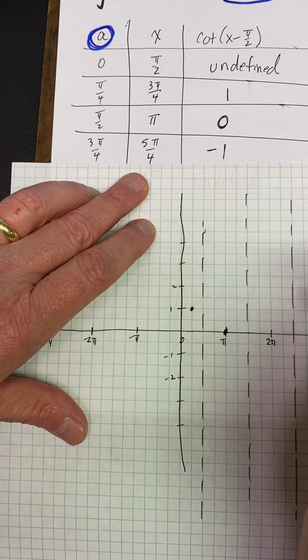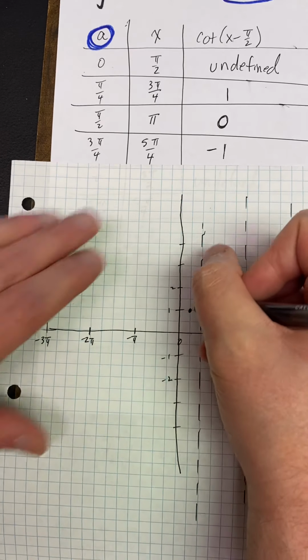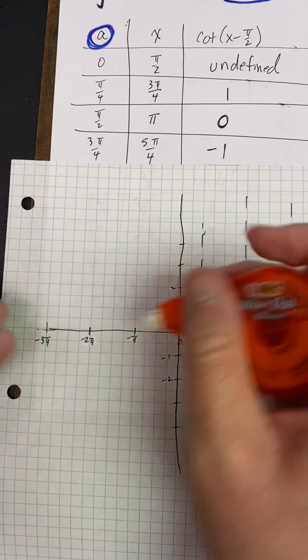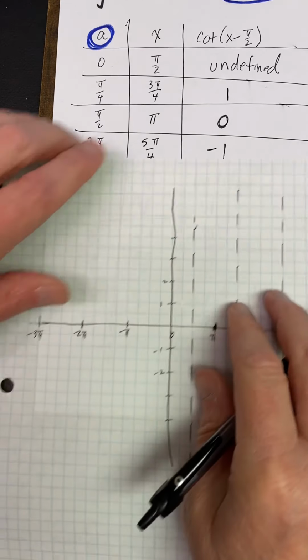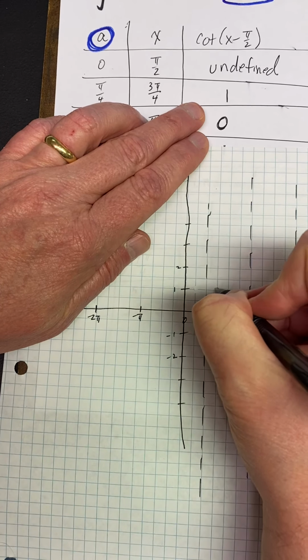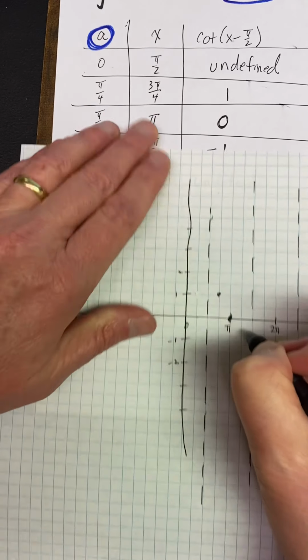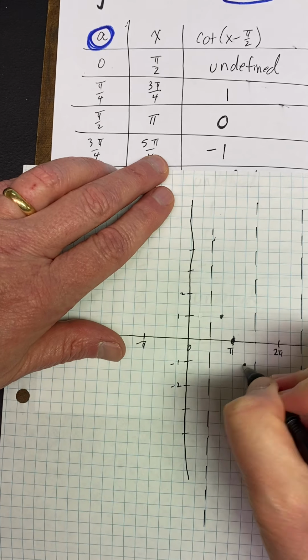At 5 pi over 4, oh, that messed up there, folks. I looked at the argument, not the x value. Go back. The argument is 3 pi over 4. At 3 pi over 4, that's here, the value is 1. And at 5 pi over 4, the argument's negative. The value is negative 1.